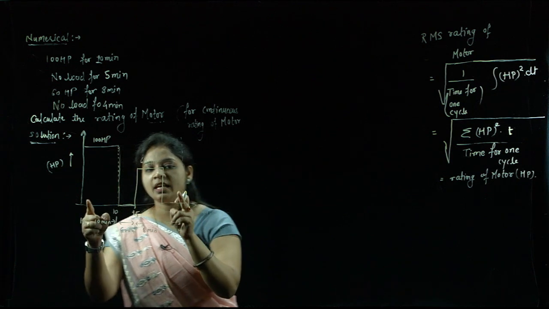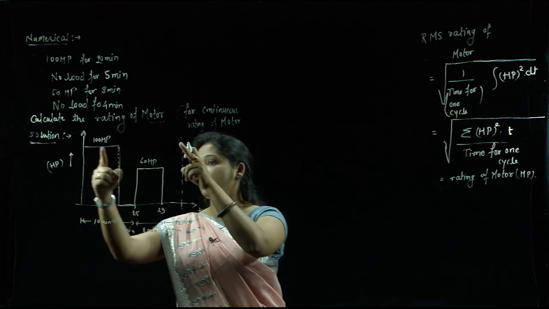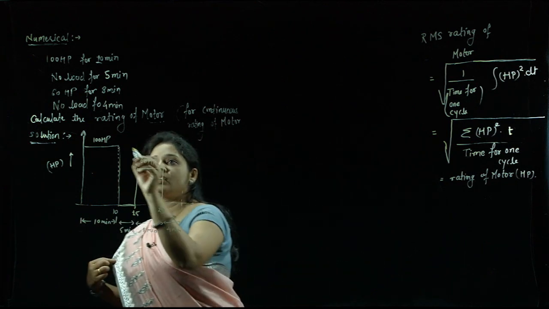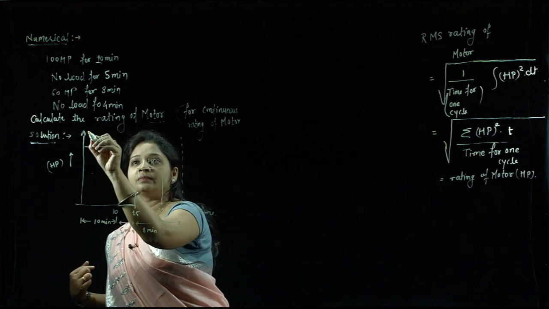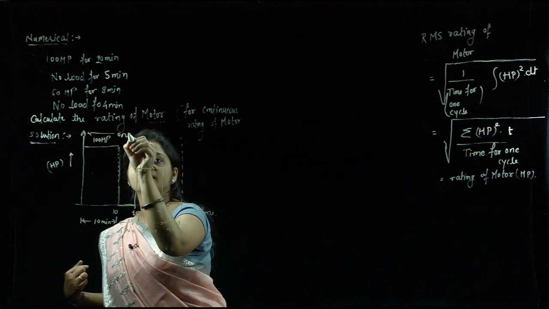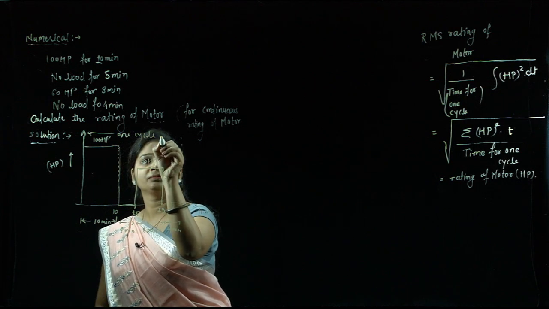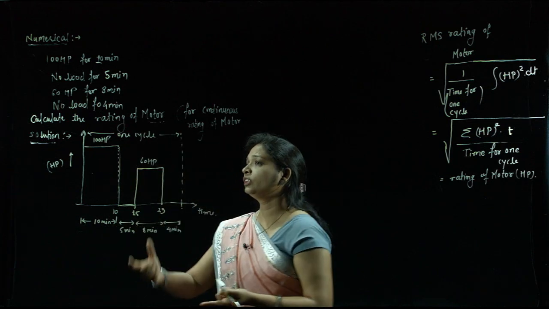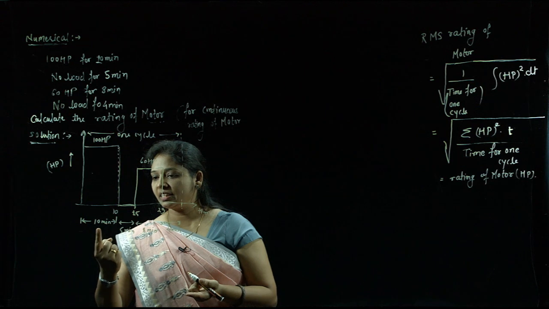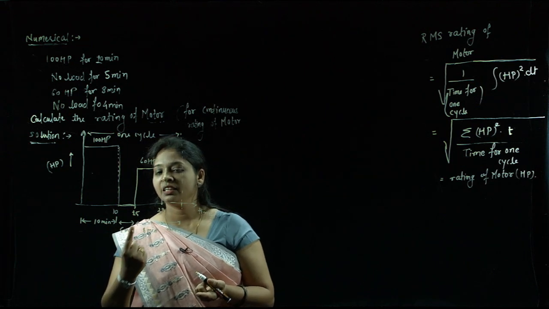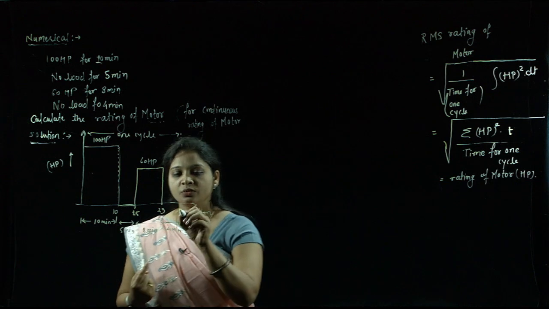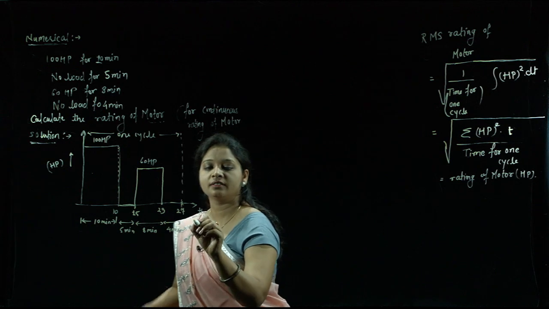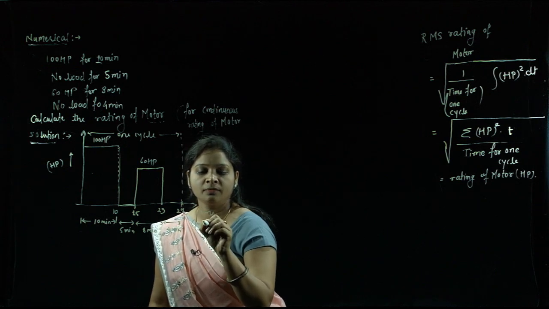After this, the same cycle will be repeated. So this is one duty cycle, a complete one cycle. You can directly write down the complete one cycle time: 10 plus 5 is 15, 23 plus 4 is 27. So the total time is 27 minutes.